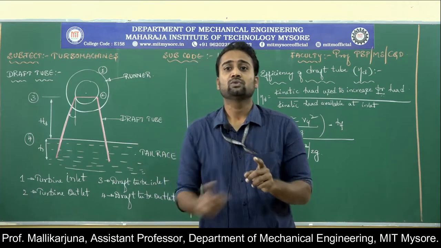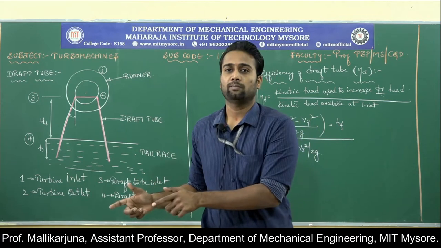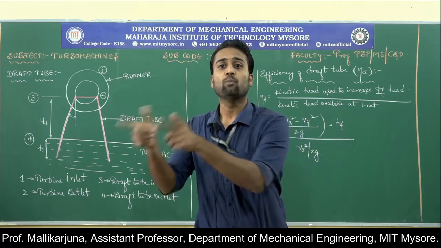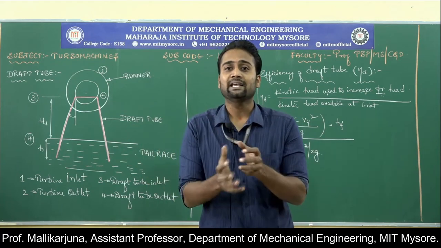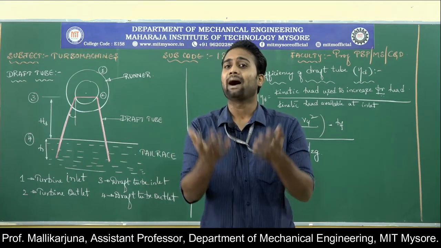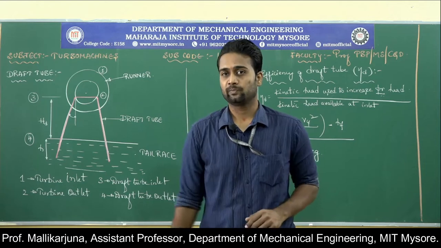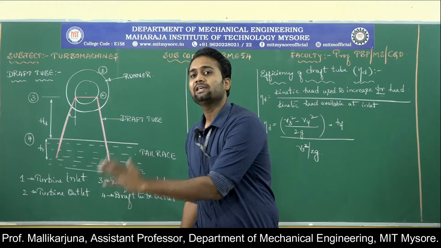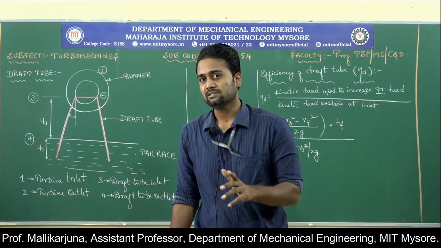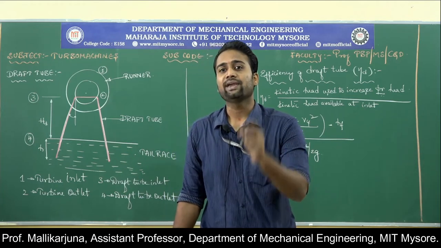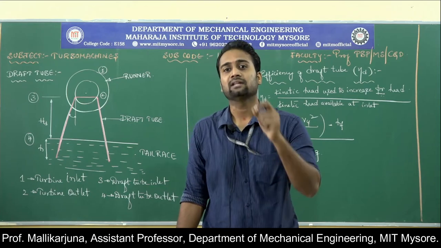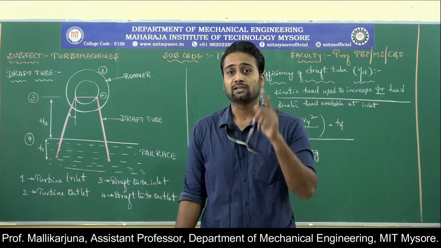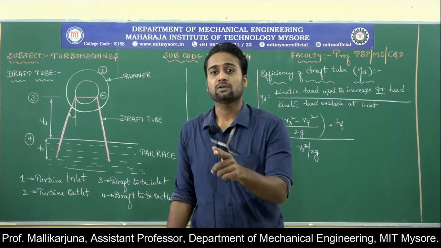Now the question is, with what velocity is it coming out? If the velocity of the fluid at the outlet part of the runner is more, then the kinetic energy utilized by the turbine is less. That means if the velocity of the fluid at the exit of the runner is more, in the sense we are wasting the kinetic head that is available for the turbine. So that is the thing we need to concentrate on.